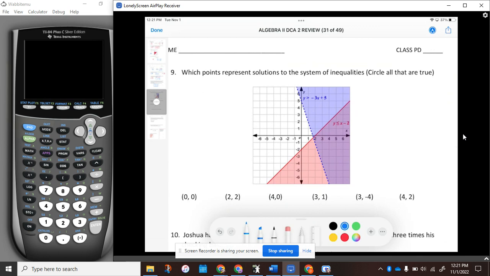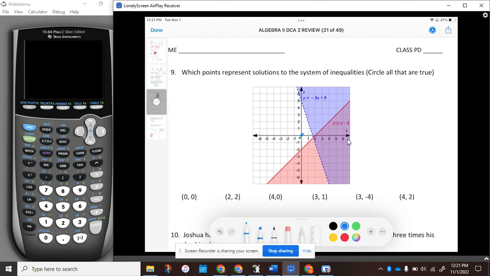Number 9, which points represent solutions? Okay, so this one, it gave us the graph already. It's got the lines. One of them is solid, one of them is a dotted line. It already showed you where the shading is, right? So what we are looking for is a point that is in the overlap shading area. Okay? We're looking for something that fits both inequalities. And the stuff that fits both inequalities is the overlap shading all the way on the right side of the picture over here. Okay? So we look at 0, 0, this point right here in the origin.